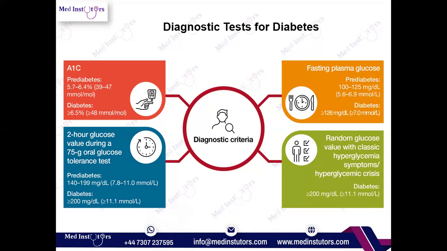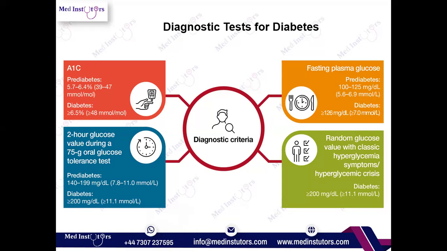In HbA1c, normal is less than 5.6 percent. If it is more than or equal to 6.5 percent, we will take it as diabetes. These are the common diagnostic criteria for diagnosing diabetes.